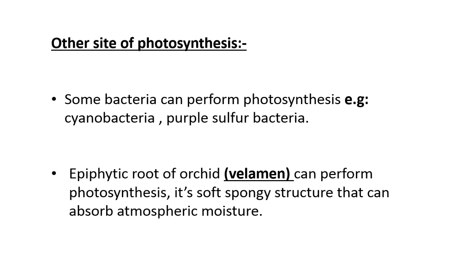Next is the other site of photosynthesis. Some bacteria can also perform photosynthesis, such as the cyanobacteria and the purple sulfur bacteria. And epiphytic roots of orchid are an example where the root can perform photosynthesis. That is called the velamen, and it can also absorb atmospheric moisture. And these epiphytic roots of orchid can perform photosynthesis.